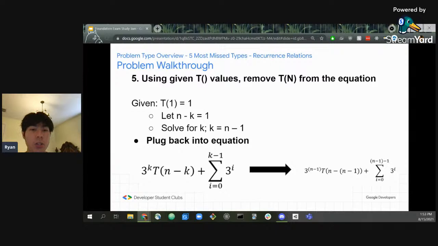So for every reference of k, I'm going to swap it with n minus 1 so I can get my pattern in terms of n. And that's what's on the right-hand side. Next slide.